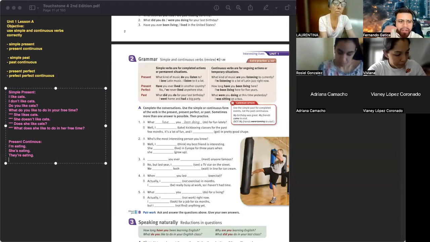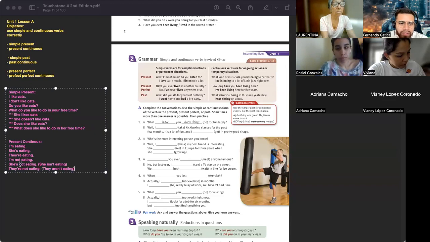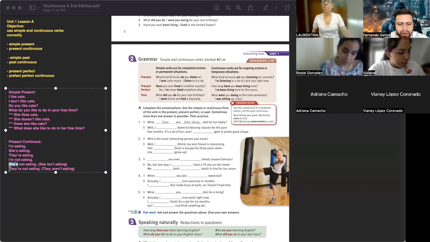In the negative form, you put not after the verb be. I'm not eating. She's not eating. And they're not eating. Of course, you can also say she isn't eating or they aren't eating. But it's correct, but it's more common to put the contraction with the pronoun. Both are correct, but the contraction with the pronoun is more common.